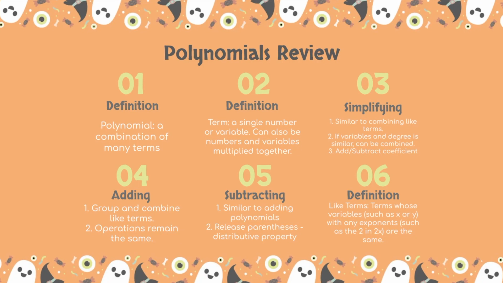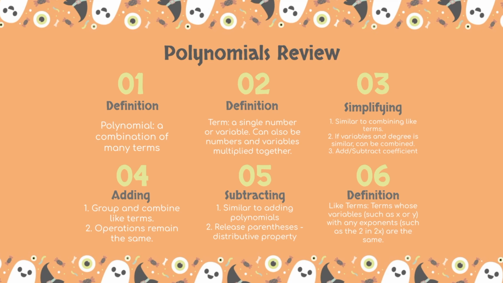Here's a quick review on polynomials. A polynomial is defined as a combination of many terms. Things like x, 8, 3x, or 19x squared minus 2 are all polynomials. A term which makes up a polynomial is a single number or variable. Some concepts we went over last time are simplifying, adding, and subtracting polynomials.